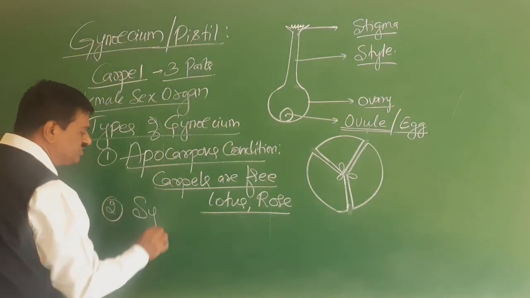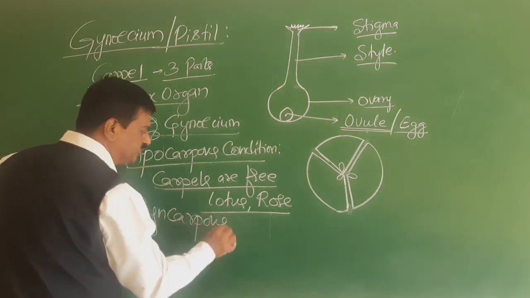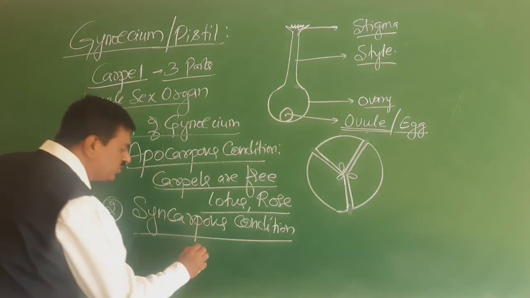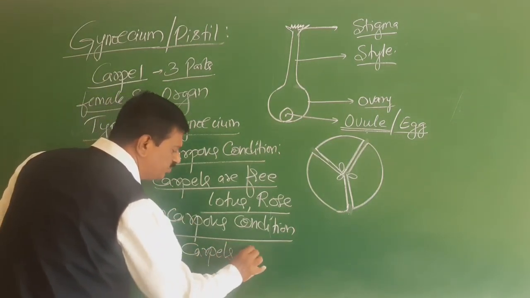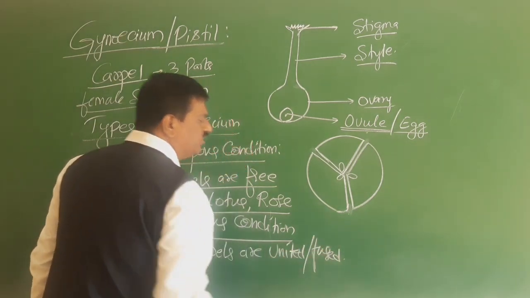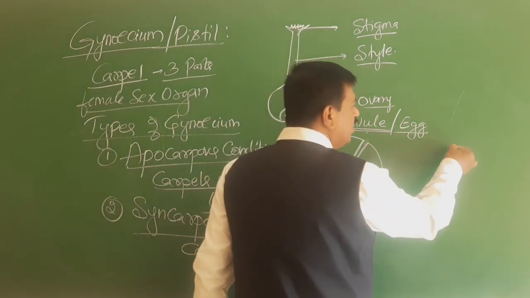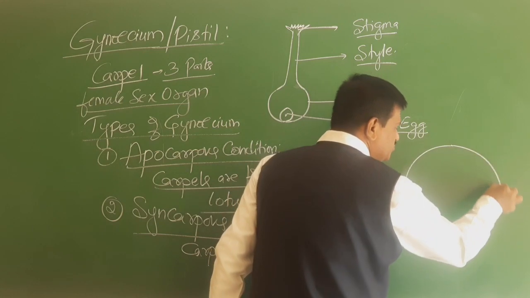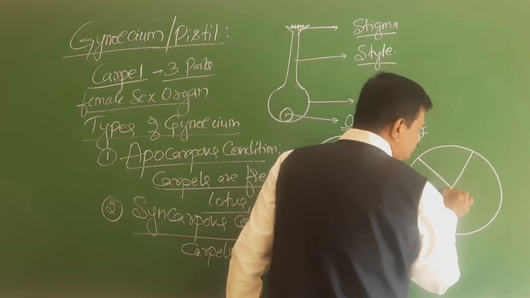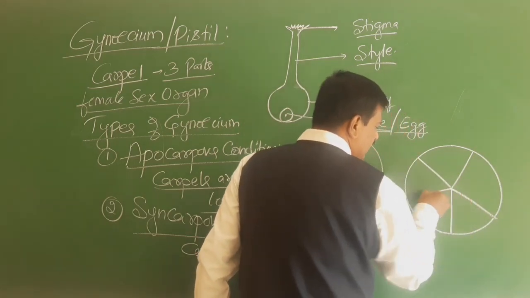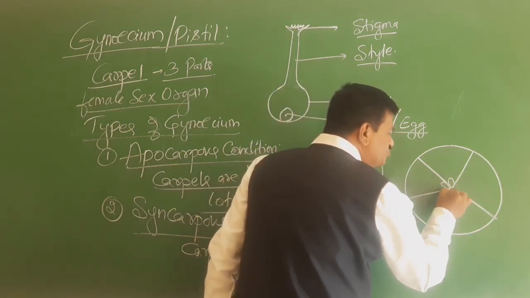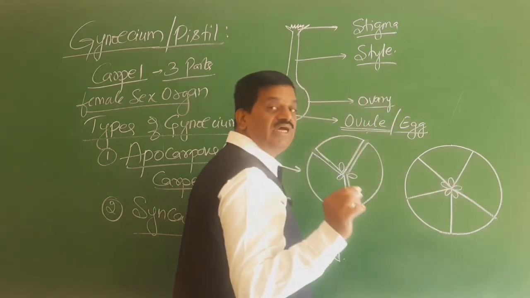So we go for the second one, called the syncarpous condition. Here carpels are united, or it is nothing but fused. Carpels are fused. So when we go for pentamerous, 5 carpels are there, like this. All the 5 carpels are fused. Here this fused condition is called pentacarpous.